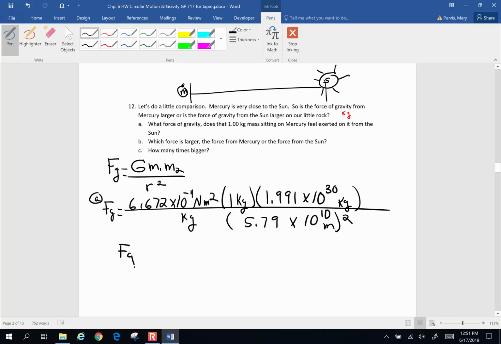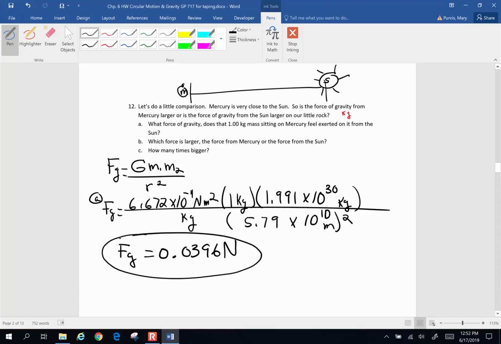And when I throw all that in my calculator, let's see what I get. 6.672 times 10 to the negative 11th times 1 times 1.991 times 10 to the 30th, equals, divided by, open parentheses, 5.79 times 10 to the 10th, squared, close parentheses, equals, and I end up with 0.0396, if I take this to 3 sig figs, newtons.